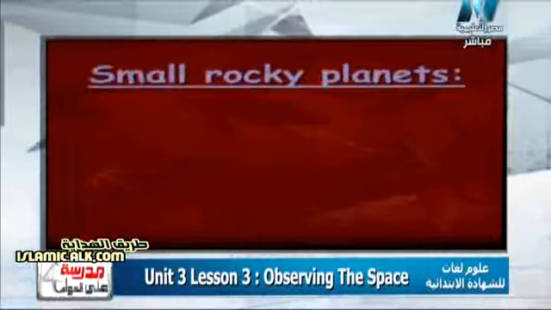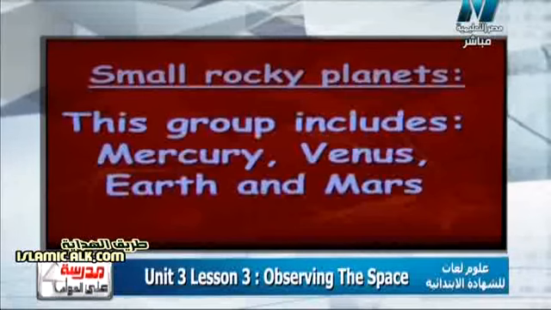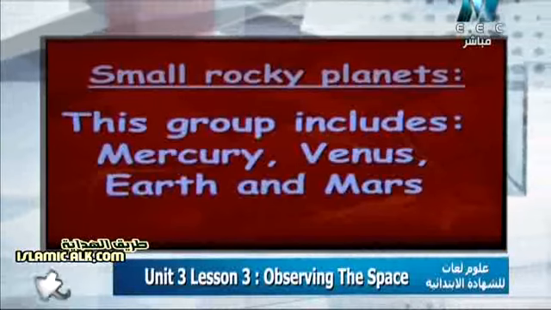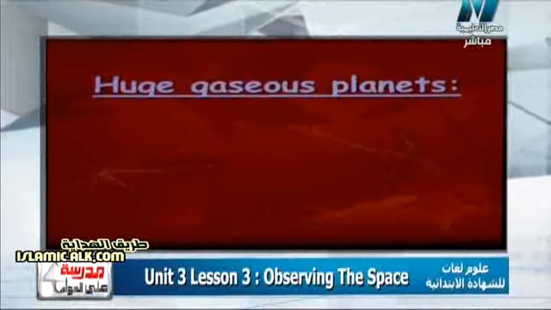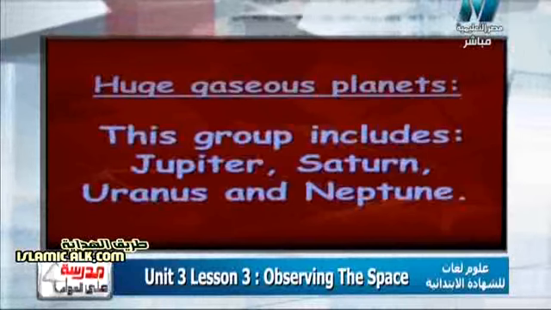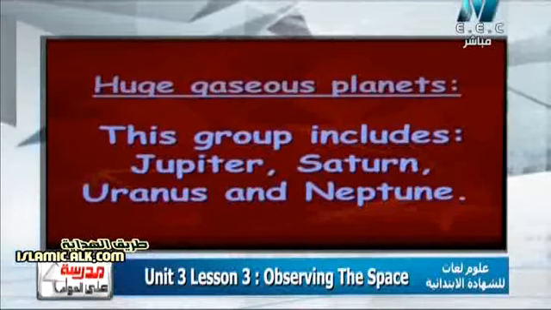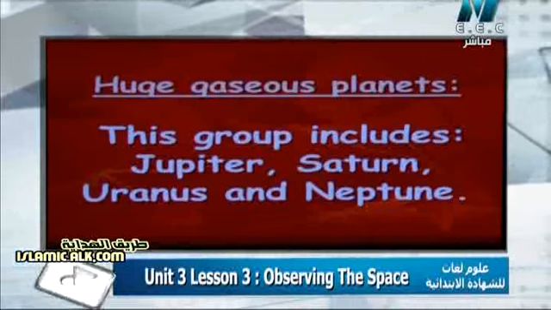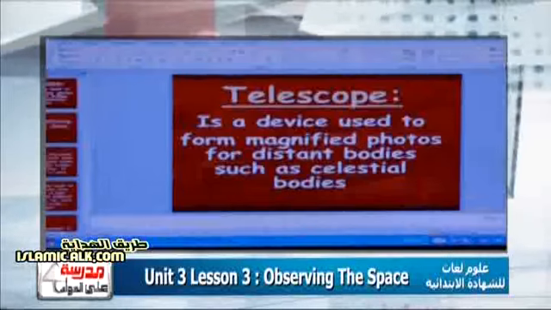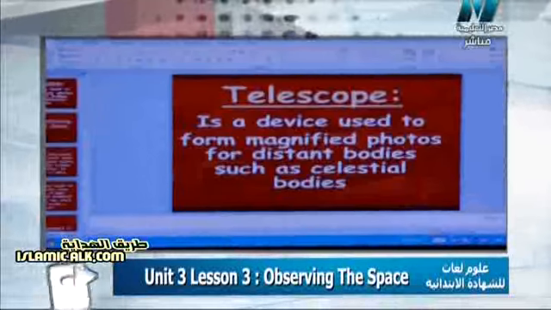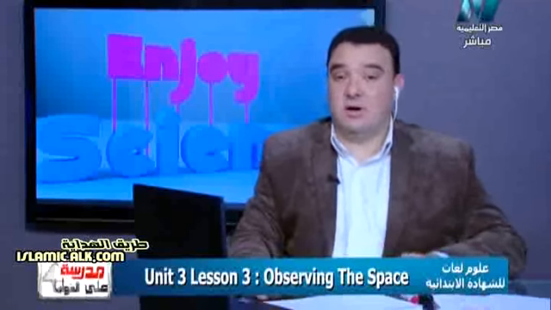So small rocky planets include what? Mercury, Venus, Earth, and Mars. So what about the huge gaseous planets, or the outer planets? They include Jupiter, Saturn, Uranus, and Neptune. So again, they include the 4 outer planets, which are Jupiter, Saturn, Uranus, and Neptune.